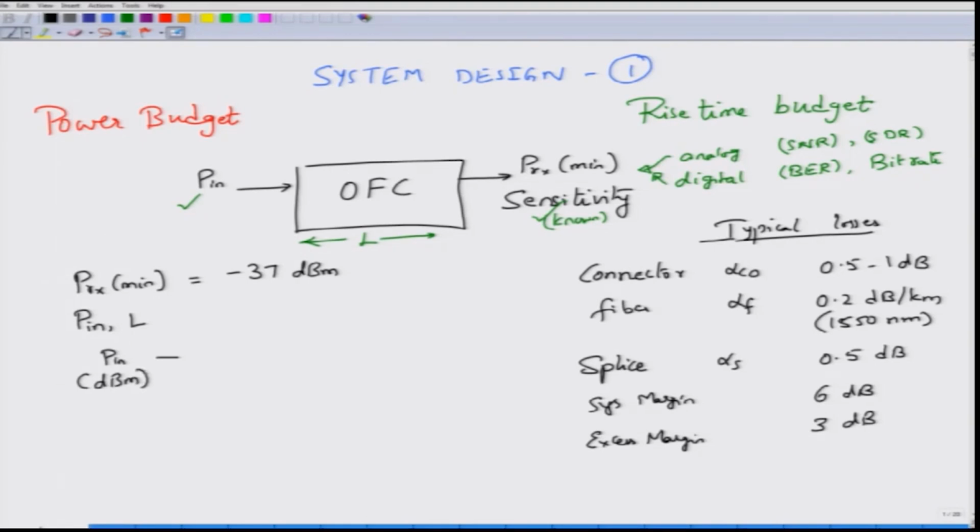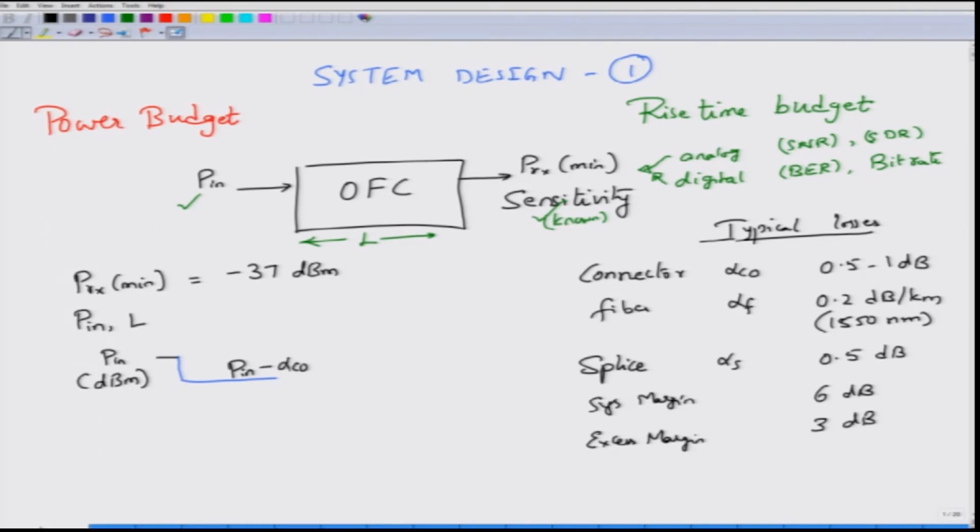Remember, losses are better talked about in dB scale rather than in the linear scale. So, let us say I convert whatever the input launch power in the linear scale, in watts or milliwatts, to dBm, and I start with that. The first loss that I encounter will be the connector loss. So, the power at this point would drop from P in to P in minus alpha C0.